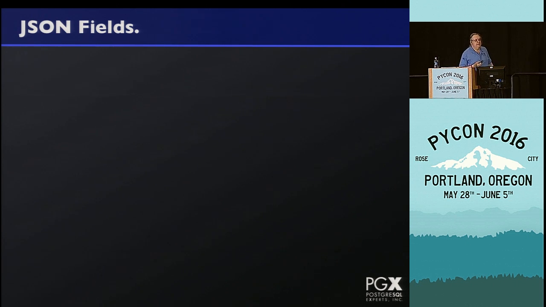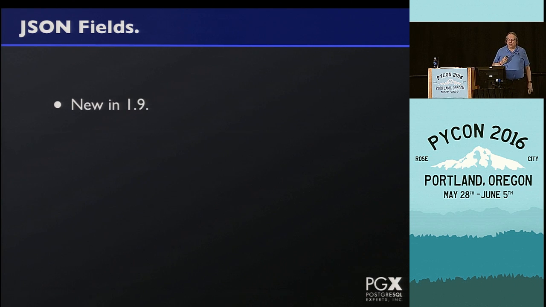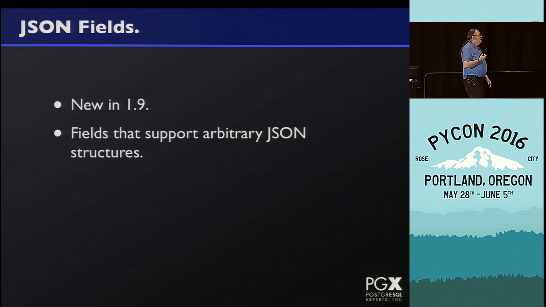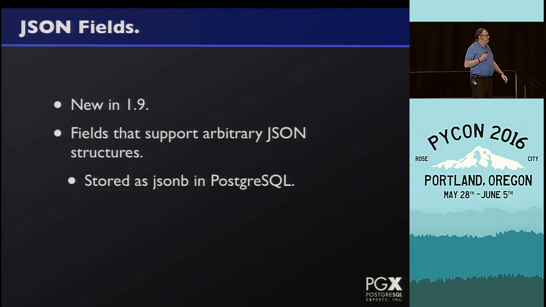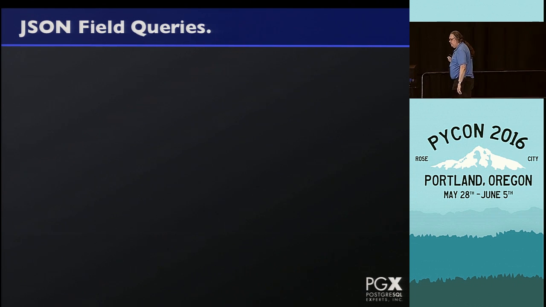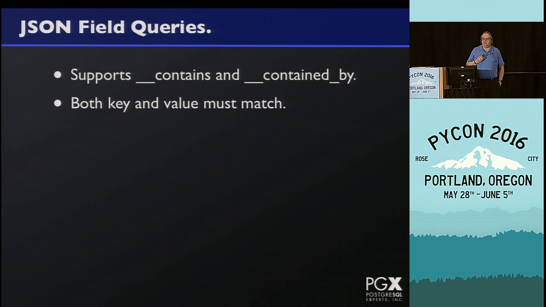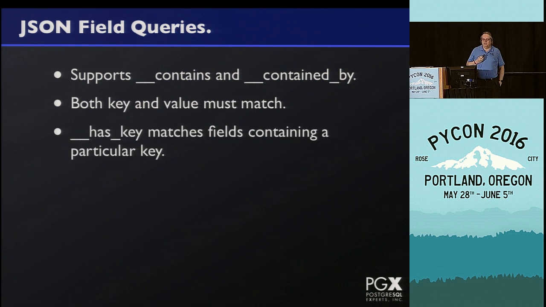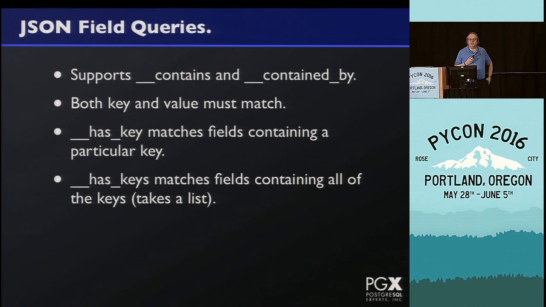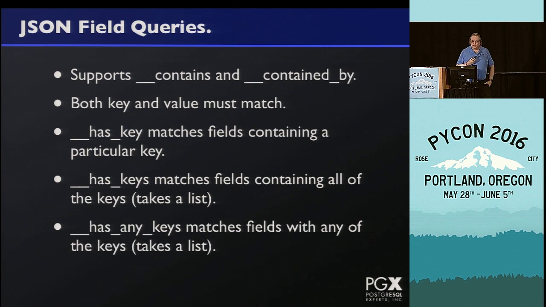OK, JSON. Everyone uses JSON all the time for everything now. JSON was introduced in Django 1.9. And these are fields that support arbitrary JSON structures. They're stored as the JSONB type in Postgres. They support contains and contained by, where, again, the keys and the values have to match, just like hstore. Has key matches fields containing a particular key, and has keys, and so on. You probably remember this from hstore. So these work just the way they did on hstore.